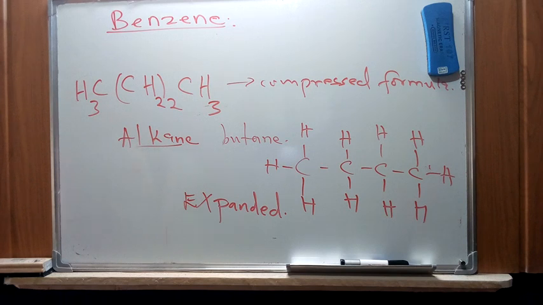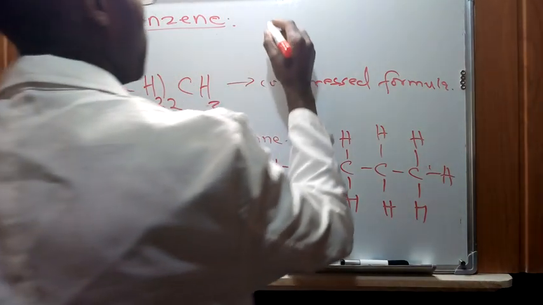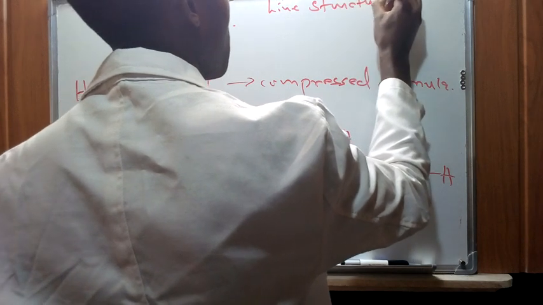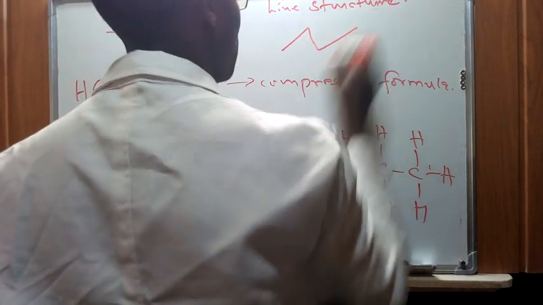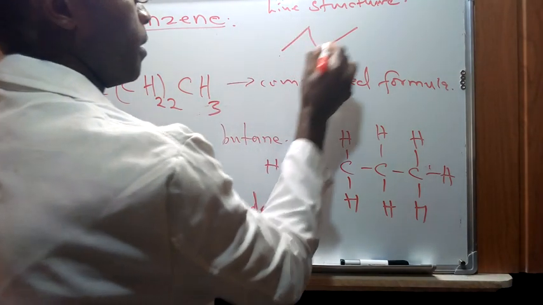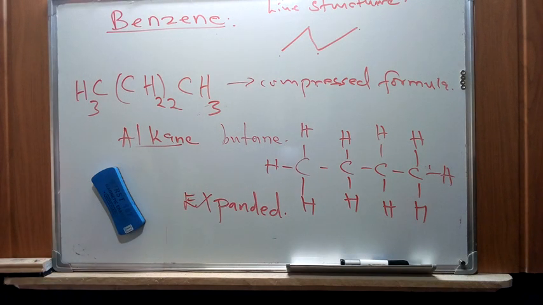In this case, we can as well have the line structure for this kind of molecule. The line structure representation, which we can represent as this. And we say that at each junction of this is a carbon atom, and their respective hydrogen atoms which are completing the octet state for that kind of molecule in order for it to gain stability.